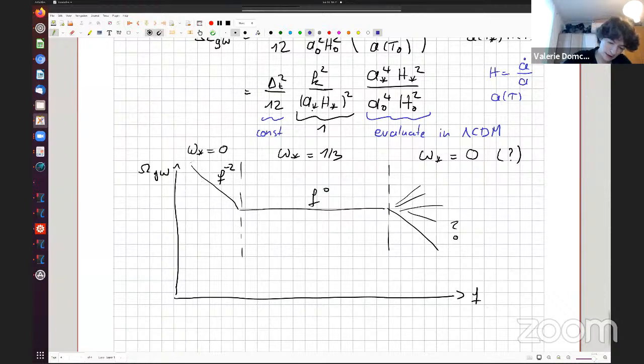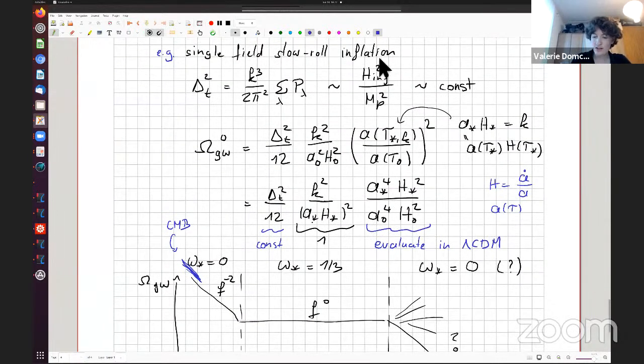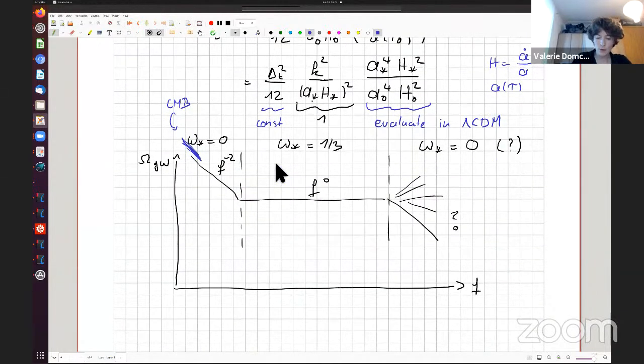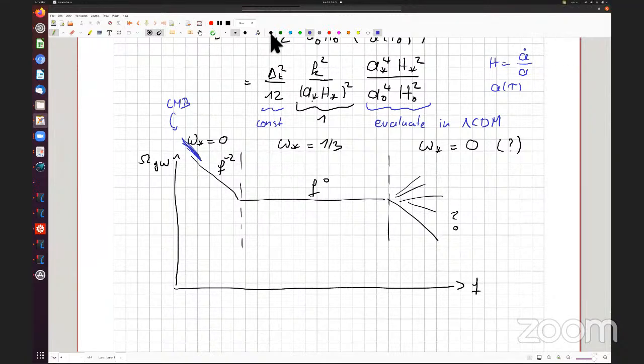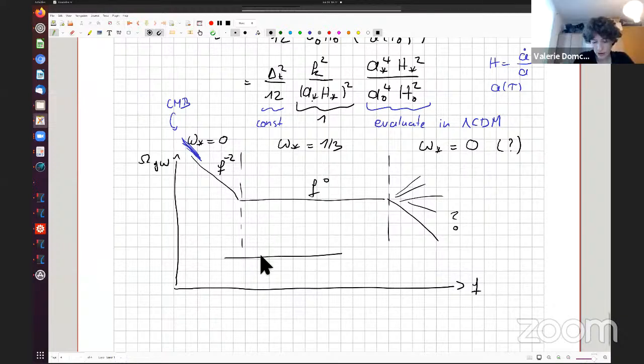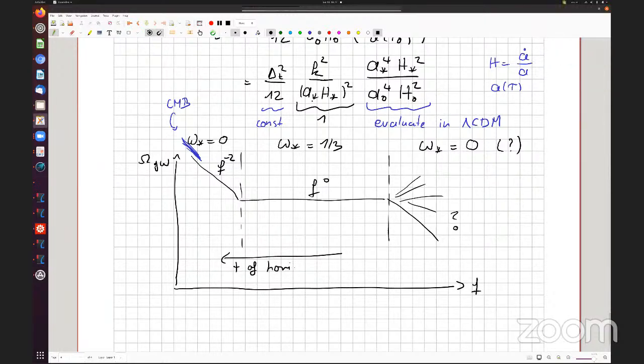Here we have a bound somewhere, which comes from the CMB observations of tensor perturbations, which is essentially a constraint on this delta t squared, which is at the end of the day a constraint on the energy scale of inflation. But this only really applies at very, very small frequencies. And overall, the time axis here goes from right to left, t of horizon entry. So this is what I was explaining with the different equation of state parameters.